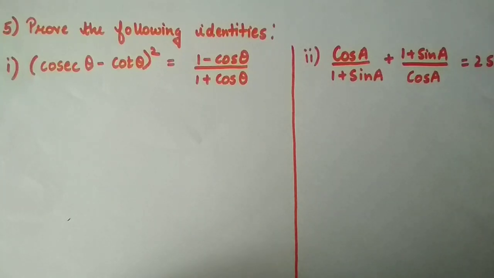Hello everyone. In the last video we discussed some questions from exercise 8.4 that is based on trigonometric identities. So in this video we are going to complete our exercise 8.4. We discussed 4 questions. Let us move on to the 5th question.